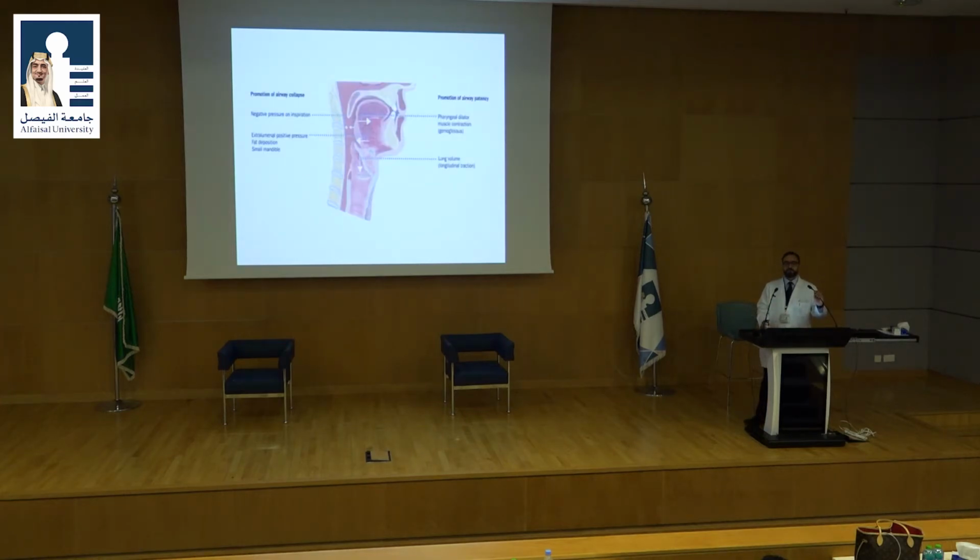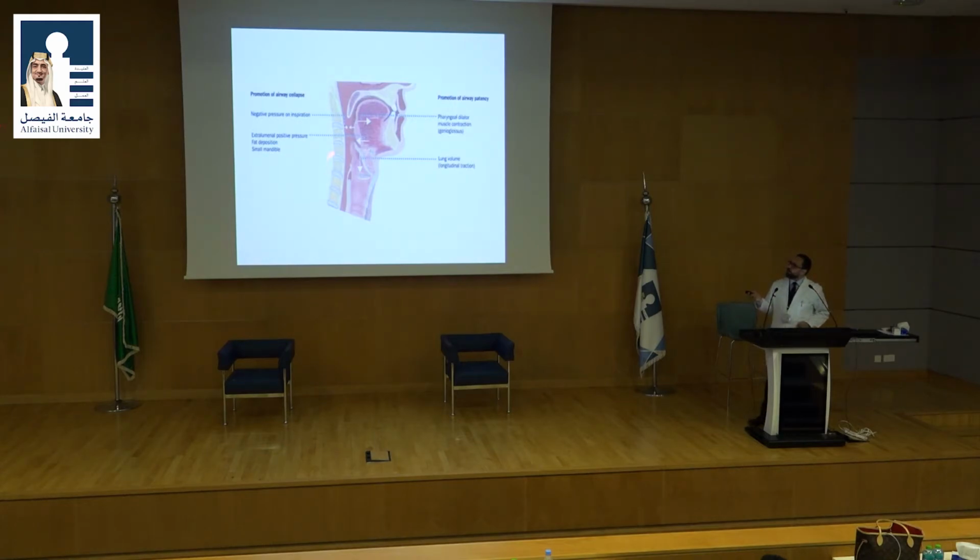Now, when we talk about obstructive sleep apnea, we're talking about a problem with the airway, the upper airway. As you see, the upper airway starts from your nostril and your mouth and goes all the way down to the epiglottis. You think of the upper airway as a collapsible cylinder, a cylinder that can collapse.